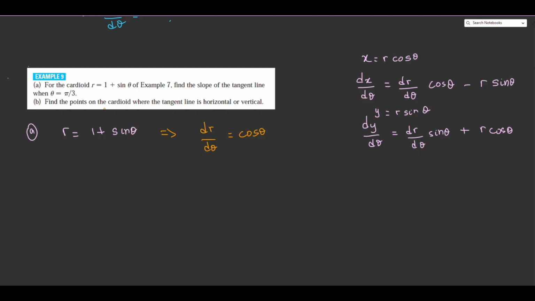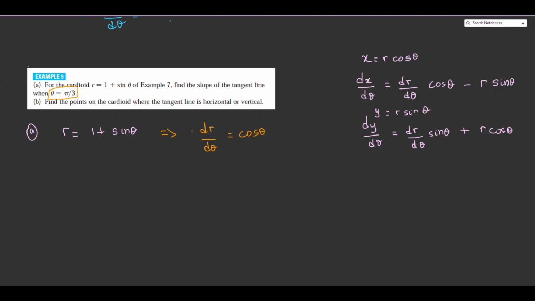And the next thing we need to do, we want to find the slope of the tangent line at the point theta equals pi by 3.